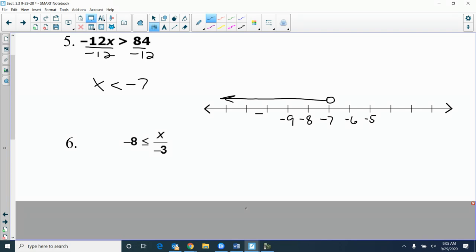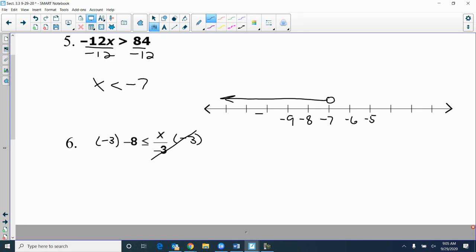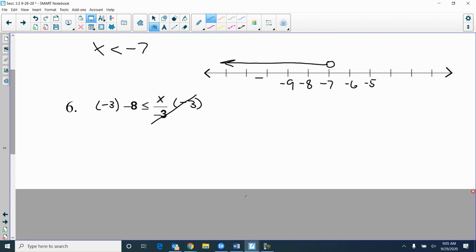Okay, number 6 there. -8 is less than or equal to x divided by -3, right? Got to get x by itself. All right, Brett, what do I multiply by? Multiply both sides by -3. That cancels. -8 times -3 is positive 24. What do I have to do to the sign? Flip it. So now instead of less than or equal to, it's greater than or equal to x.